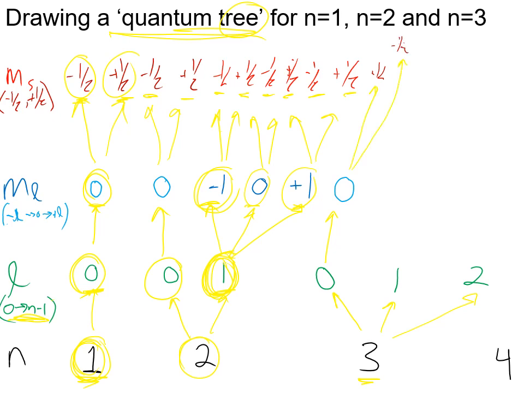Landscape's better for doing this. And so again, principal quantum number 3 has 3 possible shapes. For shape 0, there's only 1 possible orientation. For that particular orientation, there are 2 possible spins.